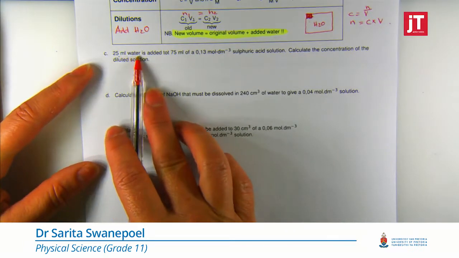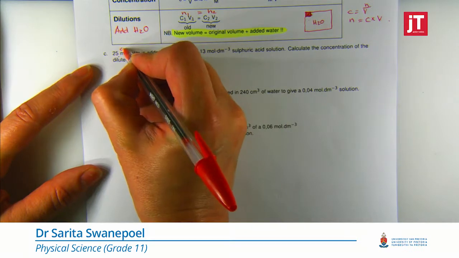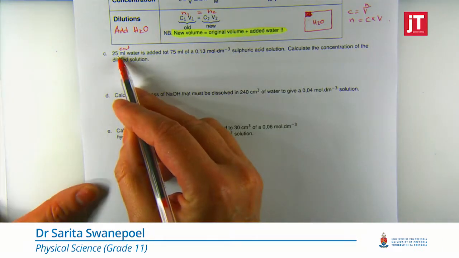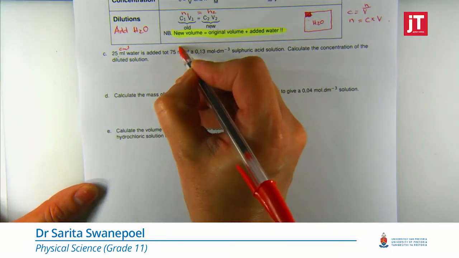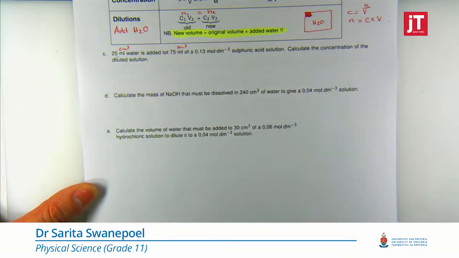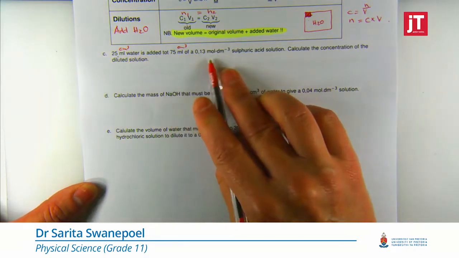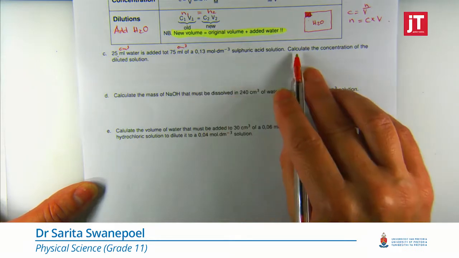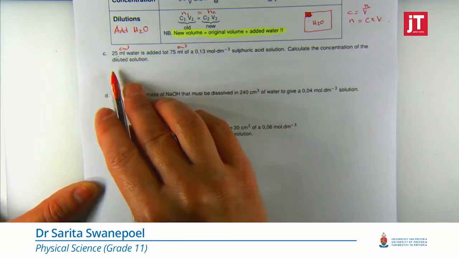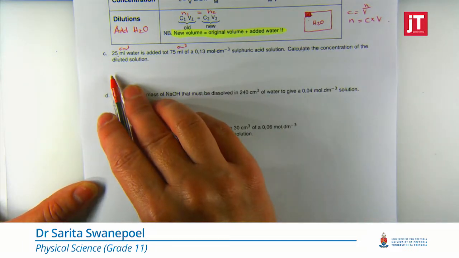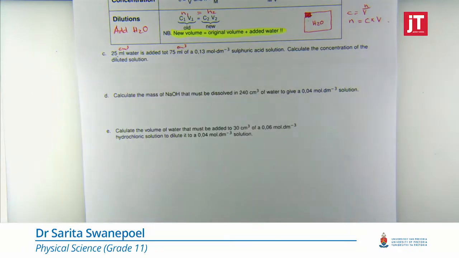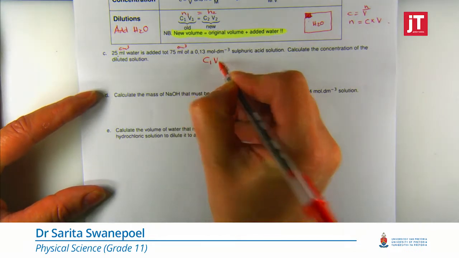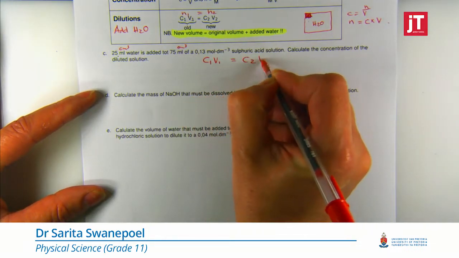25 milliliters of water. Now a milliliter is just a cubed centimeter. 25 cubed centimeters of water is added to 75 cubed centimeters of sulfuric acid with a concentration of 0.13. And now they ask us, calculate the concentration of the diluted solution. Now, the moment that you see that it is dilution, we're going with C1V1 equals C2V2.